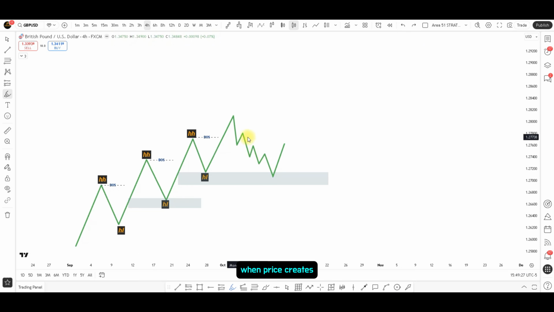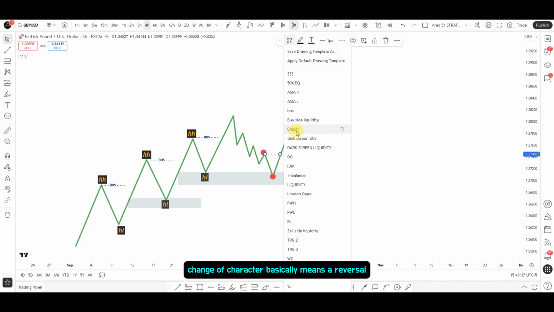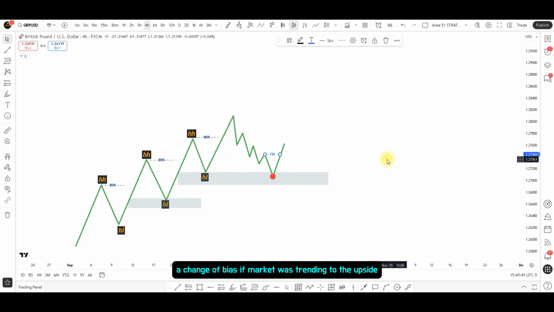When the price takes out the last lower high that led to the lower low, you're going to go ahead and mark what we call your change of character. Change of character basically means a reversal. You don't need to confuse anything or use crazy words. All this change of character means is a reversal, a change of bias.